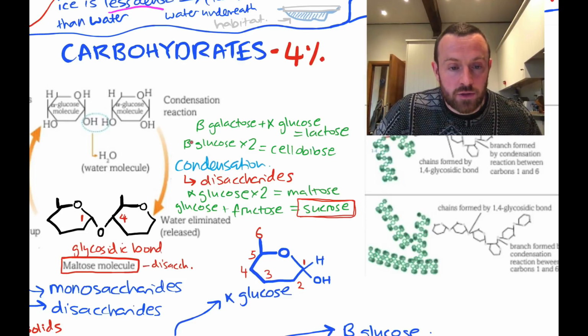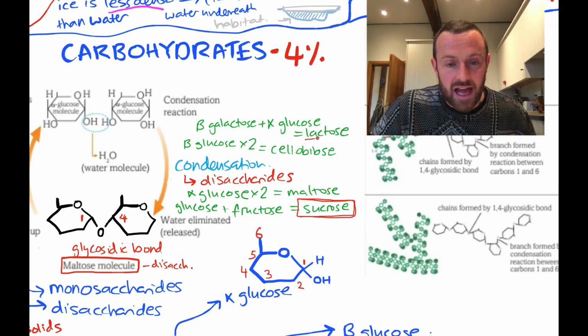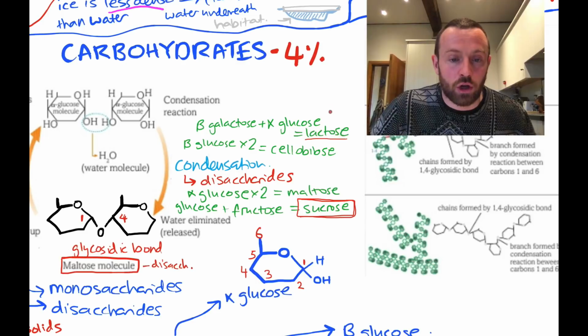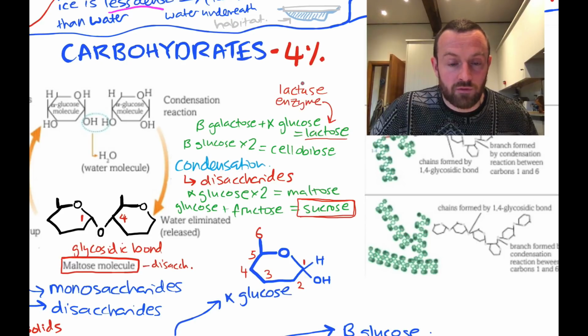What else? 2 times beta glucose together, we get something called cellobiose. It's a bit of an old one, that one. And this one is significant. Beta galactose plus alpha glucose produces lactose. Now, some people are lactose intolerant, and that means they don't have the enzyme to break up this disaccharide into the 2 monosaccharides. So we need a specific enzyme called lactase that can break the 1,4 glycosidic bond between beta galactose and alpha glucose. Okay, so I'll just write lactase enzyme. You can fill in the rest.